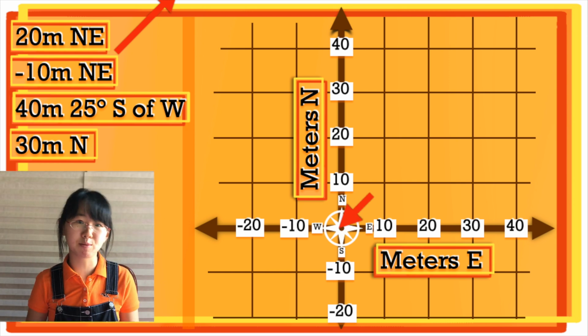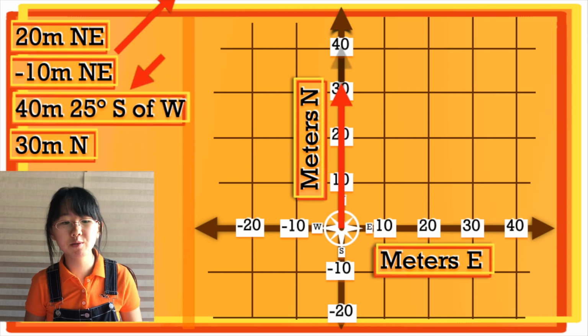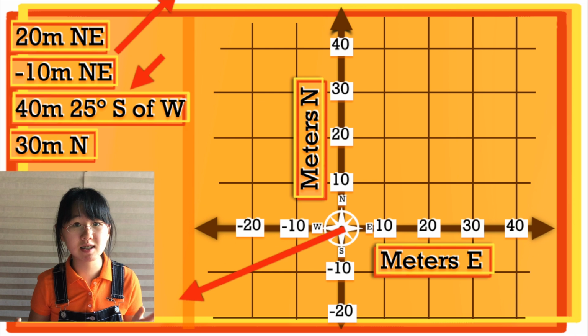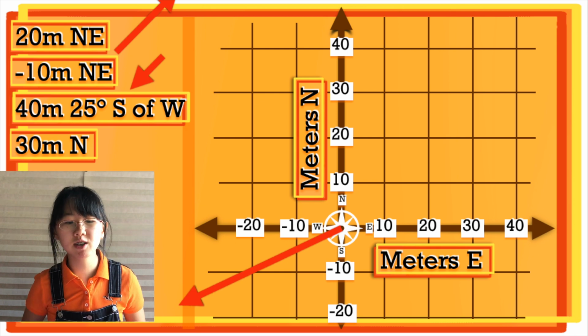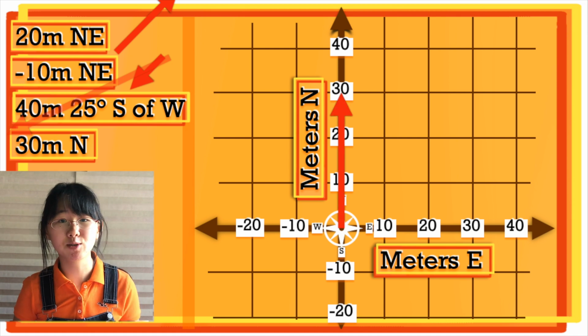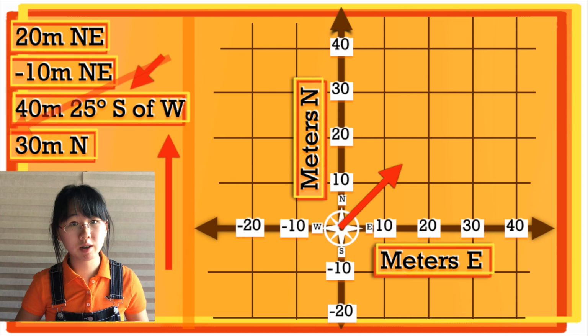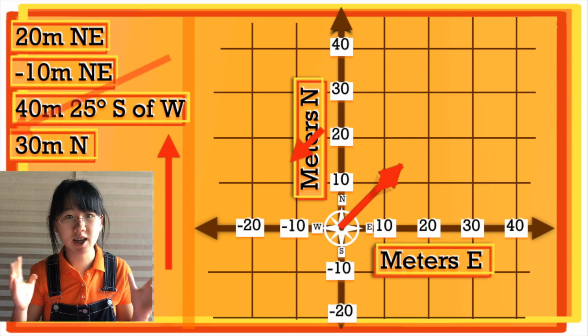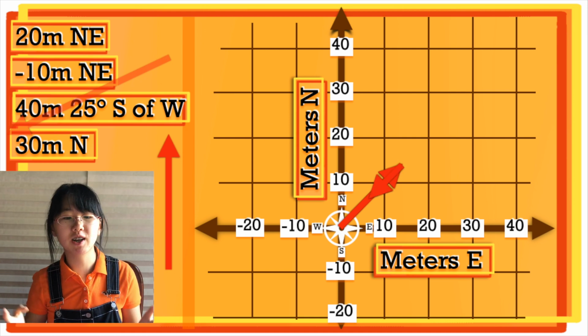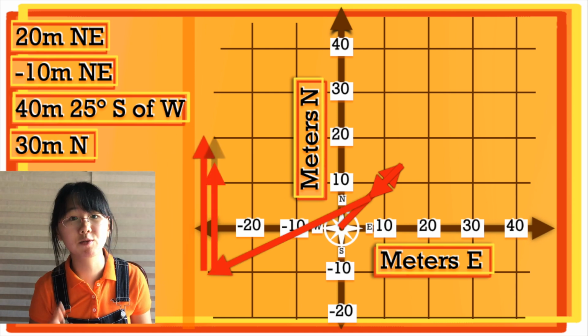Our last two vectors are pretty easy to find. 40 meters 25 degrees south of west is a 40-unit arrow 25 degrees off of this side of the x-axis, and 30 meters due north is a 30-unit long arrow pointing straight up the y-axis, which is north. So we can draw them on our graph now. 45 degrees at the origin, 20 units long, then back toward our origin 10 units, then use our protractor to find 25 degrees south of west for 40 units, and finally parallel to the y-axis for 30 units.